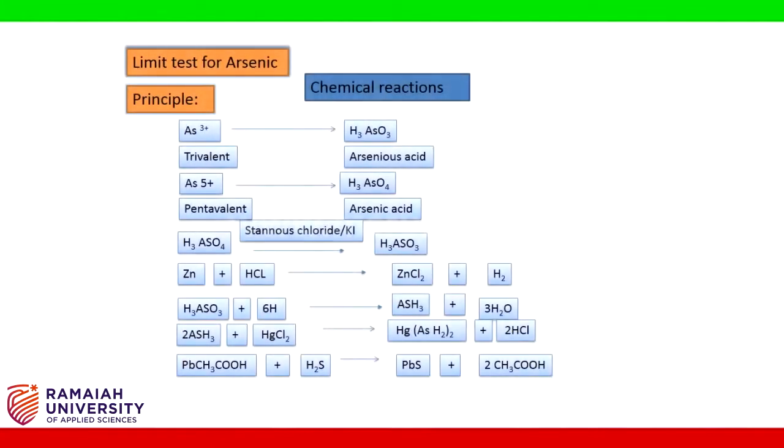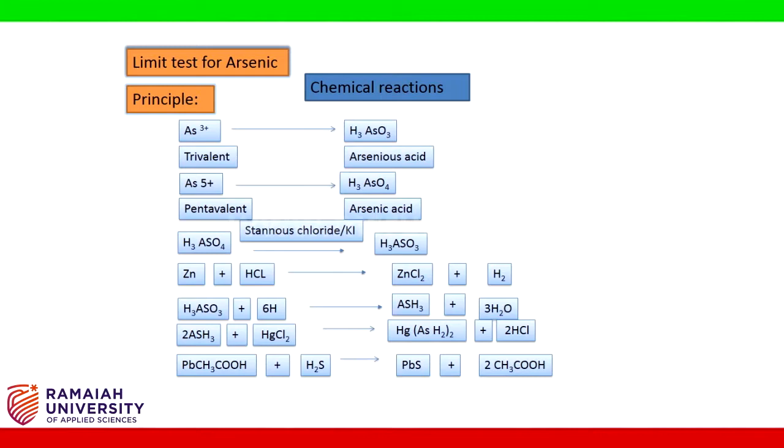The chemical reaction involved in this limit test is as follows. First, the trivalent state and the pentavalent state of the arsenic impurities, if present, are converted to their respective acids by treating with hydrochloric acid. Further, the pentavalent state of arsenic is converted to trivalent state by using stannous chloride and potassium iodide.